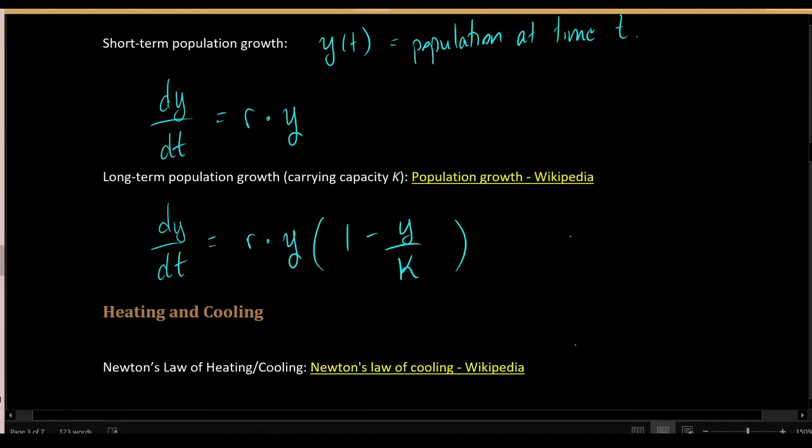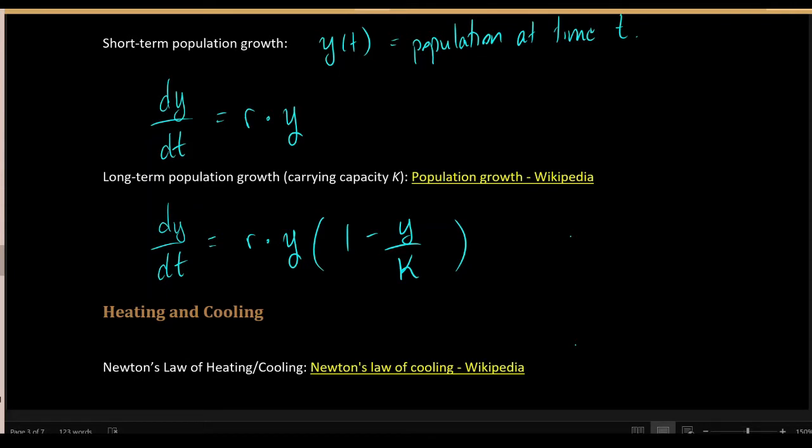In a real-world situation, an environment can only support a finite number of people or of creatures. After a certain point, you either run out of space or food or other resources. The number of members of a population that an environment can support is called its carrying capacity. And one of the things that's been observed about most populations is that as they get closer and closer to the carrying capacity, the population begins to grow more and more slowly.